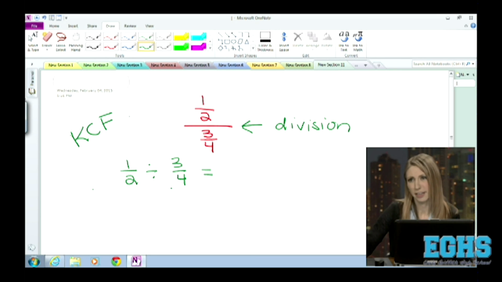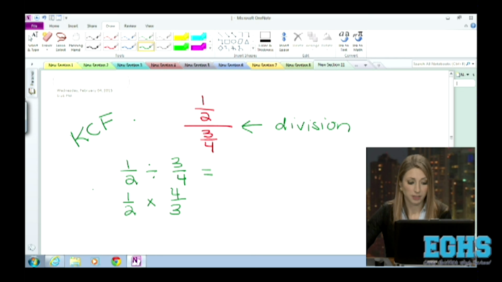KCF, kind of like KFC, but switch the C and F. What it stands for is keep it, change it, flip it. So keep it, meaning the first fraction, you'll keep it the same. Change it, you'll change your division sign to multiplication. And then flip it, you're going to find the reciprocal of the second fraction.